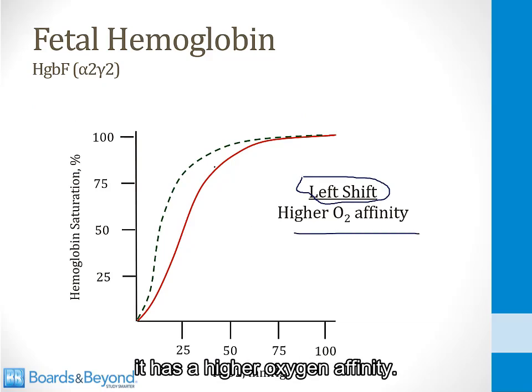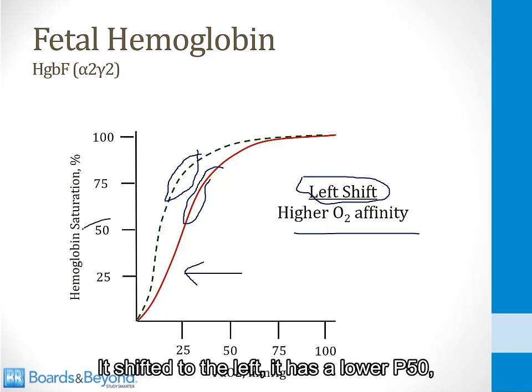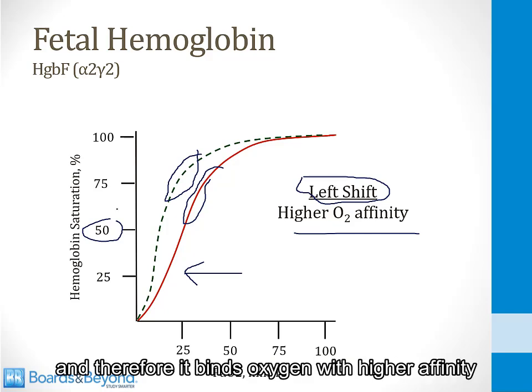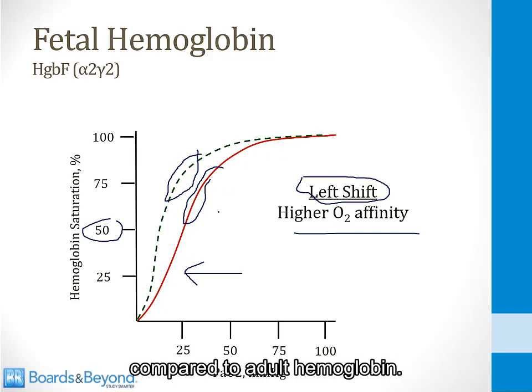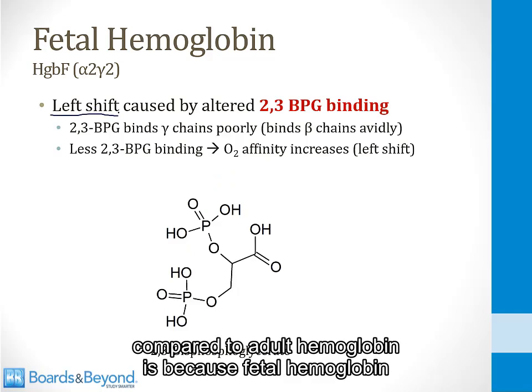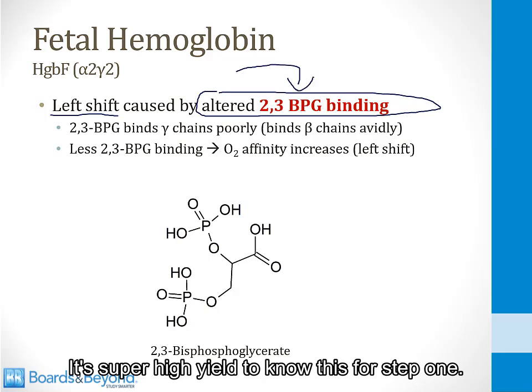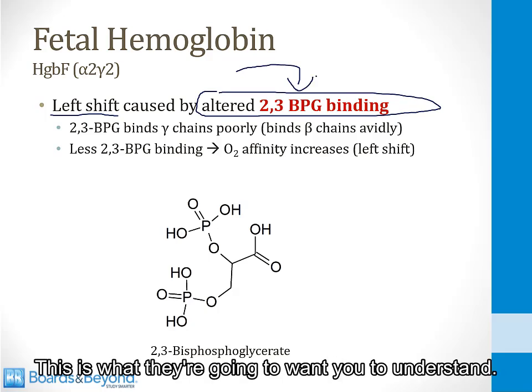So what this means is that fetal hemoglobin is left shifted compared to regular adult hemoglobin. It has a higher oxygen affinity, and if we look at these two curves, the red could represent adult hemoglobin, the green would represent fetal hemoglobin. It's shifted to the left, it has a lower P50, and therefore it binds oxygen with higher affinity compared to adult hemoglobin. And the reason that fetal hemoglobin is left shifted compared to adult hemoglobin is because fetal hemoglobin has altered binding of 2,3-BPG. It's super high yield to know this for step 1. This is what they're going to want you to understand.